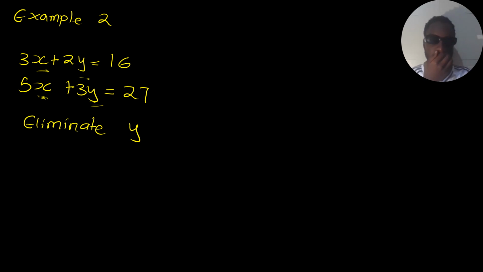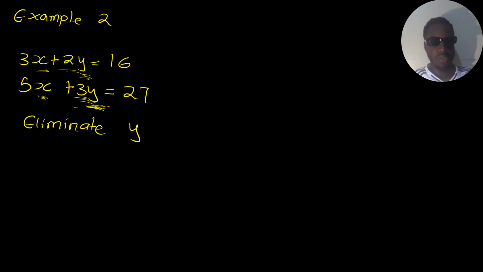So the coefficient of y in the first equation is 2, and the coefficient of y in the second equation is 3. So we have to make the coefficient of both y's the same. Here we have to look for the LCM of 3 and 2. So we have to make the coefficient of these two y's the LCM of both coefficients.